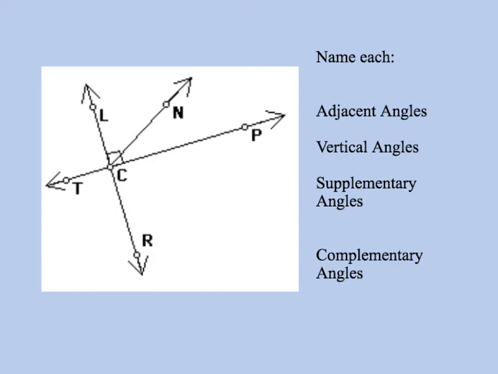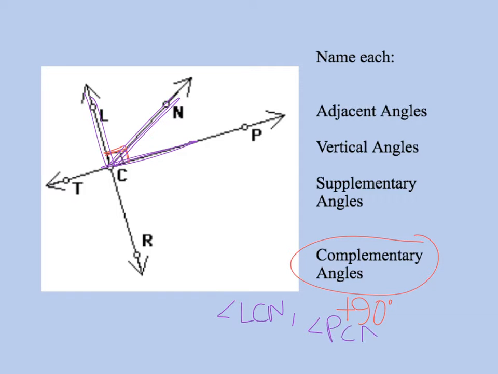I cleared it so we could see the complementary angles better. So complementary angles are angles that add up to 90 degrees. So this is my 90-degree symbol right here, so I need to use these two purple ones, angle LCN and angle PCN.